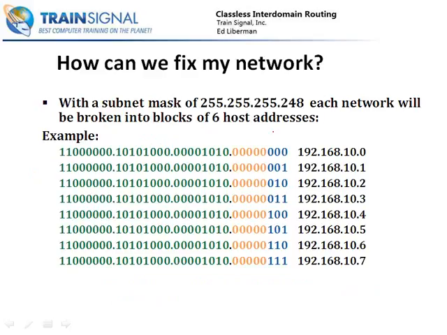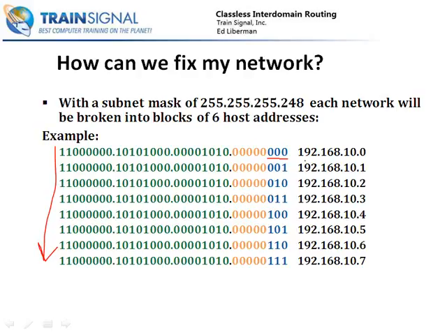Well, when you have a subnet mask of 255.255.255.248, each network is going to be broken into blocks of 6 host addresses. Now how do I know it's 6? Well, the reason why is, you remember, the formula is 2 to the n minus 2. Here we have 3 bits available for our host addresses, so 2 to the 3rd is 8, minus 2 equals 6, and I've illustrated that out by showing you all 8 possible combinations.